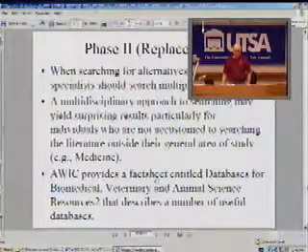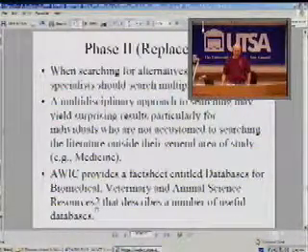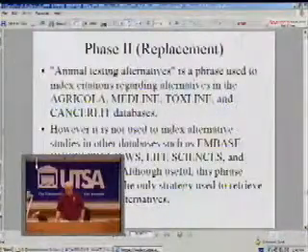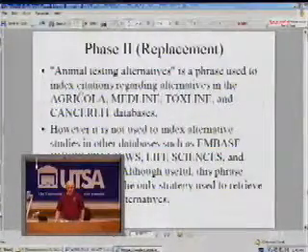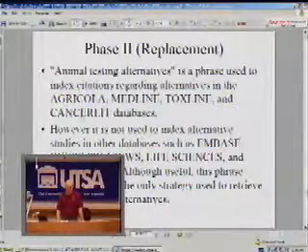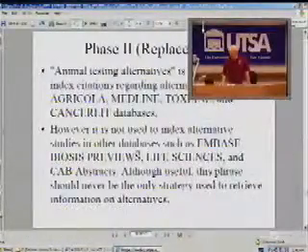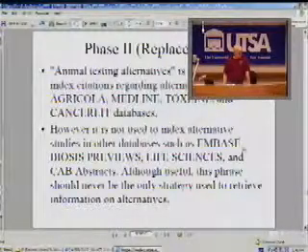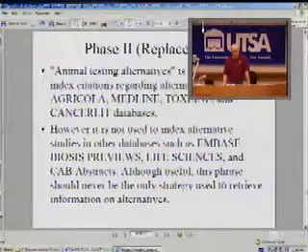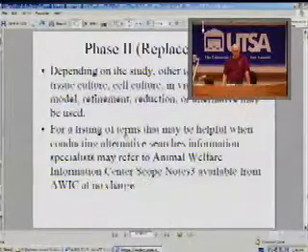The AWIC provides a fact sheet entitled Databases for Biomedical, Veterinary, and Animal Sciences Resources that describes a number of useful databases. Animal testing alternatives is a phrase used to index citations regarding alternatives in the Agricola, Medline, Toxline, and CancerLit databases. However, it is not used to index alternative studies in other databases such as EMBASE, BIOSIS Previews, Life Sciences, and CAB Abstracts. Although it is useful, this phrase should never be the only strategy used to retrieve information on alternatives.